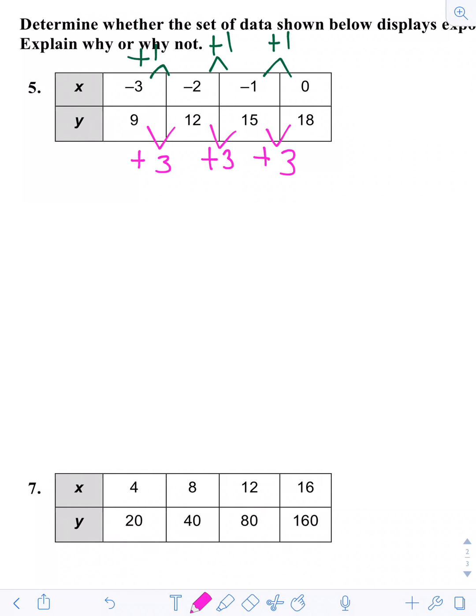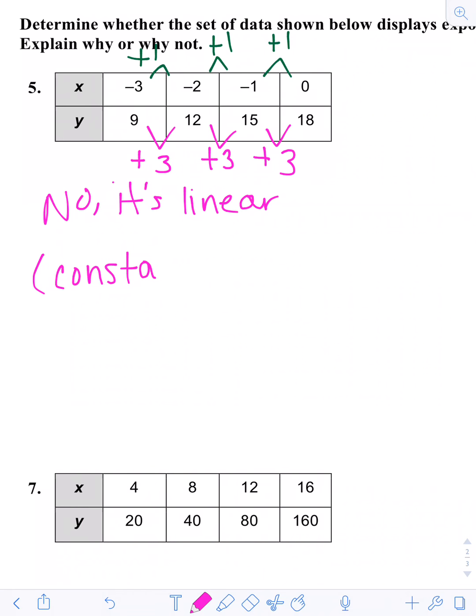Now remember, our exponentials in the other ones were either doubling or tripling or being cut in half or cut by thirds, something that happens like that. Here, you're just adding 3 every single time. Nothing is happening to these numbers. 9 to 12, 12 to 15, 15 to 18. You're just going up by 3s. So it's not exponential. We're going to put here no. This is actually linear. And how do you know it's linear? You have a constant rate of change.